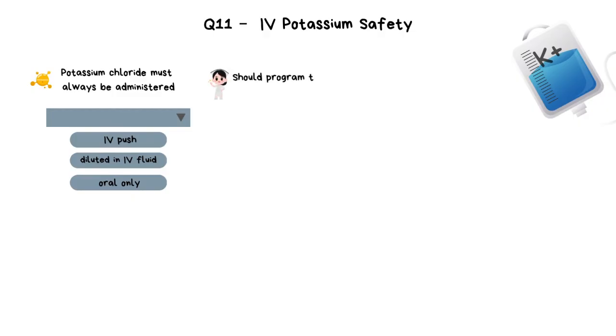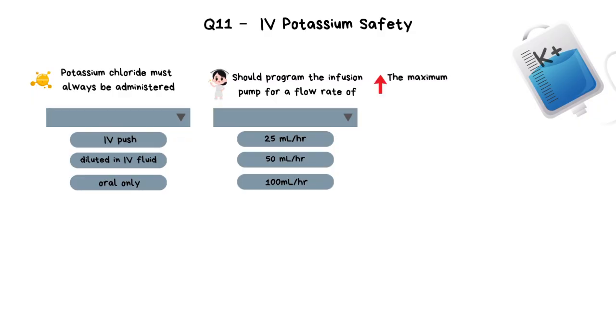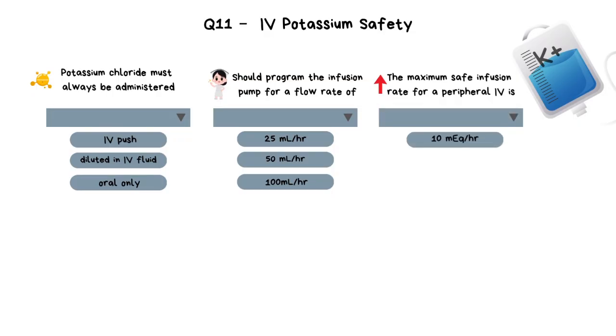The nurse should program the infusion pump for a flow rate of: 25 milliliters per hour, 50 milliliters per hour, or 100 milliliters per hour. The maximum safe infusion rate for a peripheral administration is: 10 milliequivalents per hour, 20 milliequivalents per hour, or 40 milliequivalents per hour. Pause and select your answers.